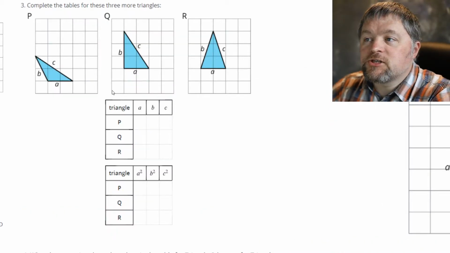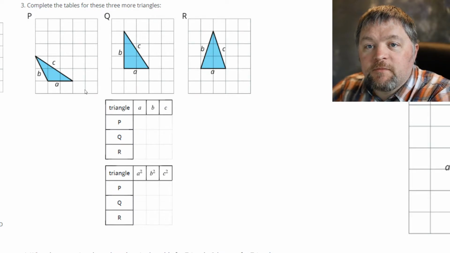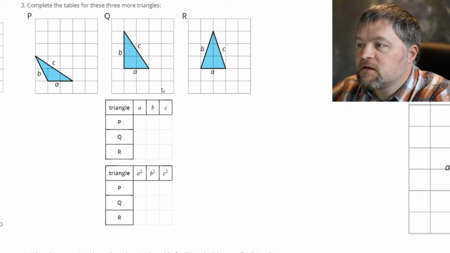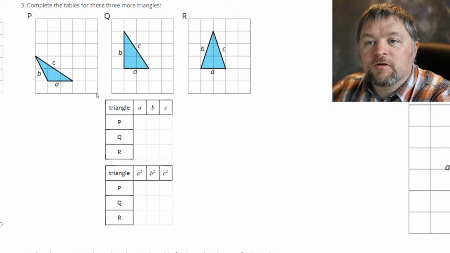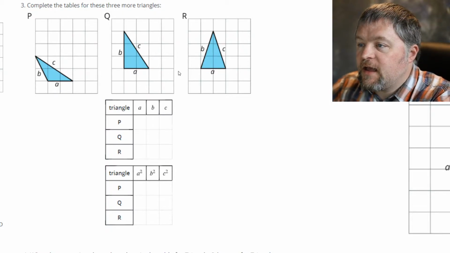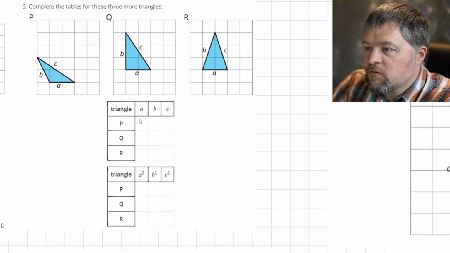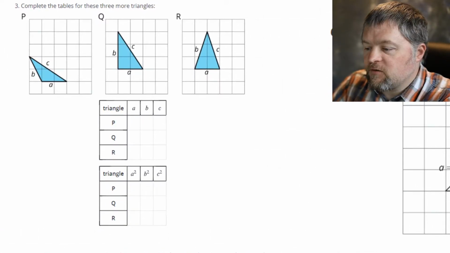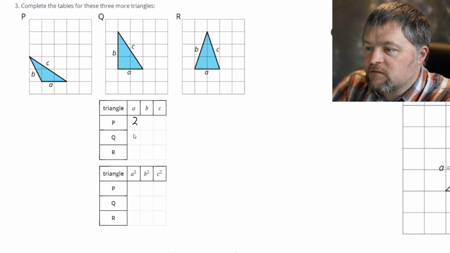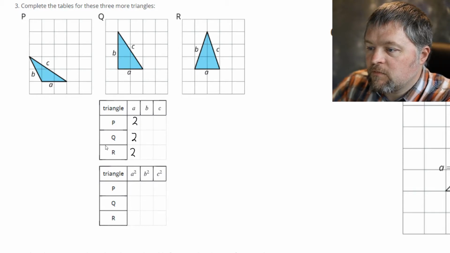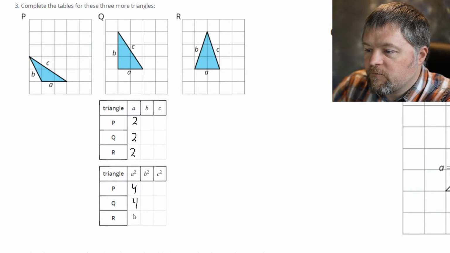Our next question is the same problem repeated but with 3 new triangles. I'm going to look for things we can fill in quickly. A on each of them is 2, much like it was on the last ones, which means A squared will be 4 for each of them.